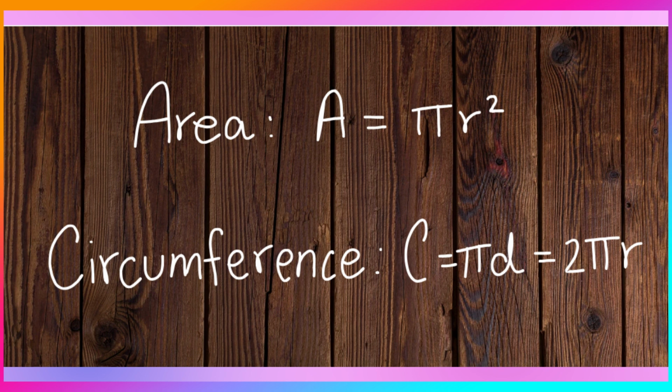Over here, I'm showing you the formulae for area and circumference of a circle. The capital letter A is for the area, the capital letter C is for the circumference, the lowercase letter d is for the diameter, and the lowercase r is for the radius. The formula to find the area of a circle is pi r squared. So you basically multiply pi with the square of the radius. As you can see, there are 2 formulae you can use to find the circumference. One is pi multiplied by diameter, and the other is 2 pi r, which is 2 multiplied by pi and the radius.